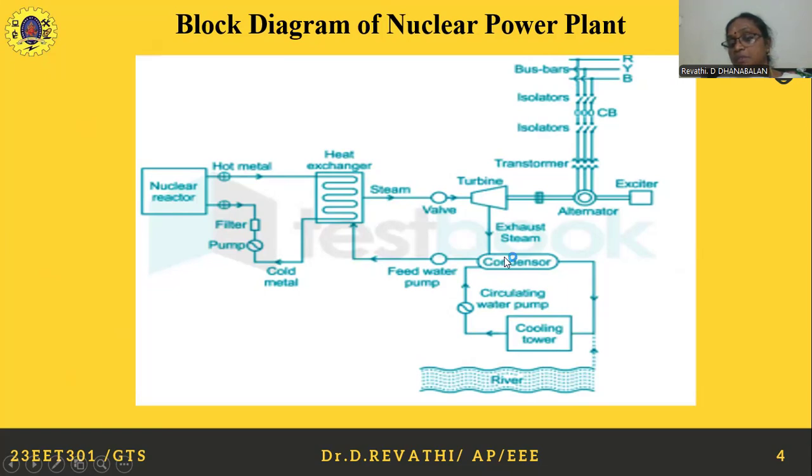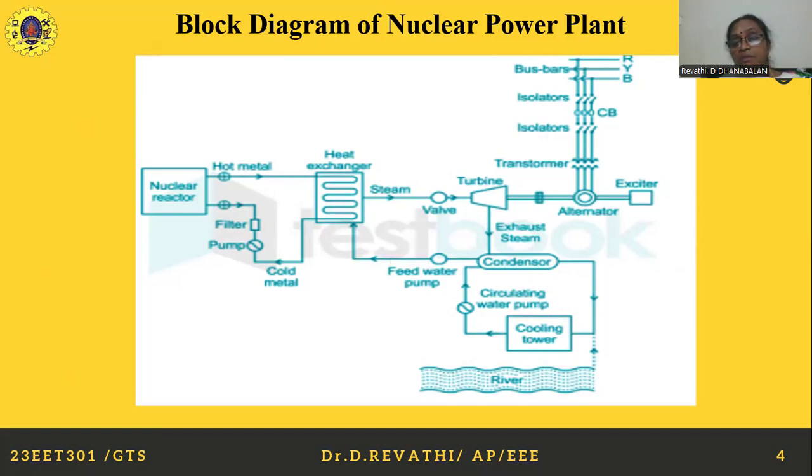It has a little heat, so it cools itself. There is cooling water available around the condenser. That cooling water comes from the river and flows through the condenser, so the water is cooled and condensed. Through the pump, the water is sent to the heat exchanger. This is the process, the block diagram of how a nuclear power plant works.